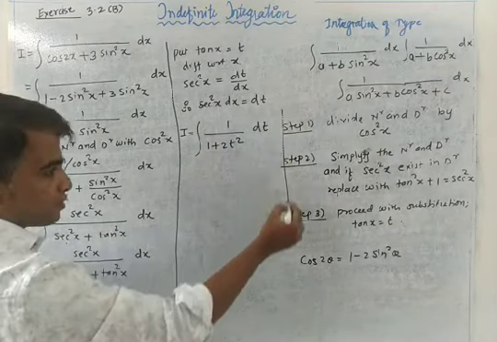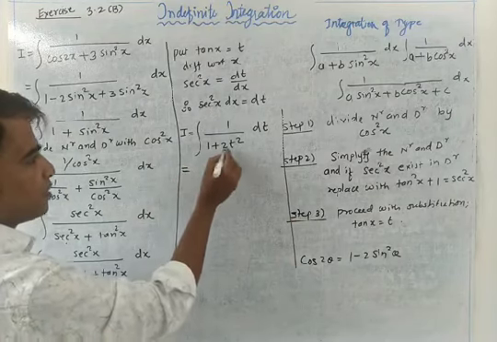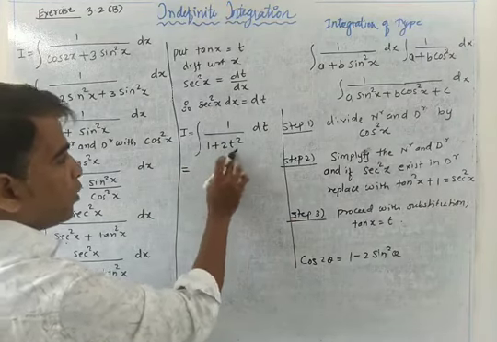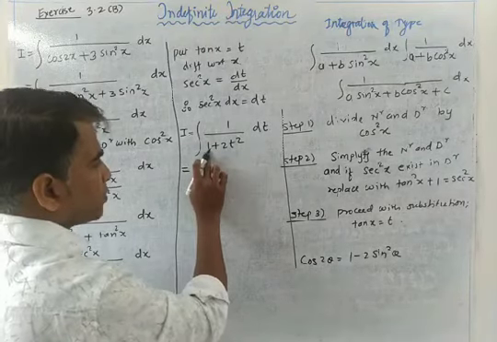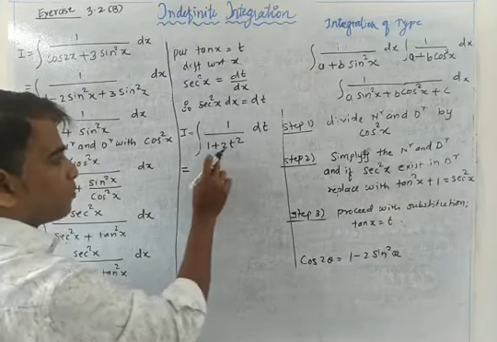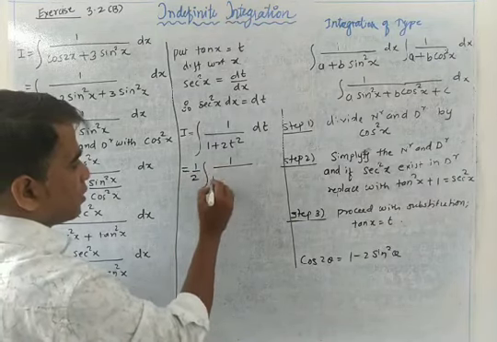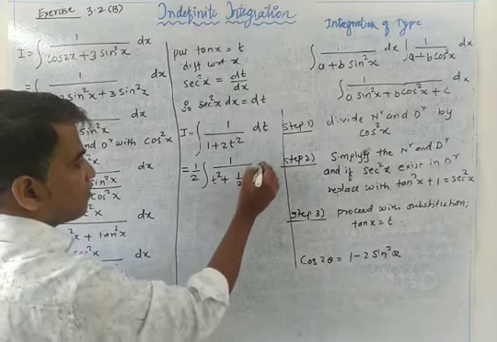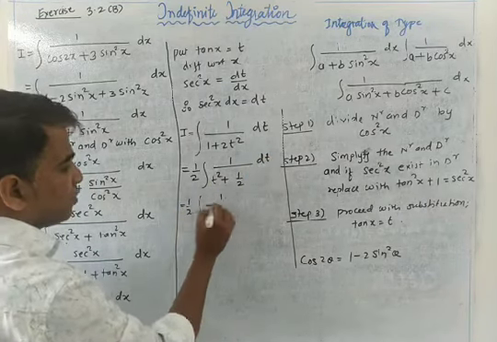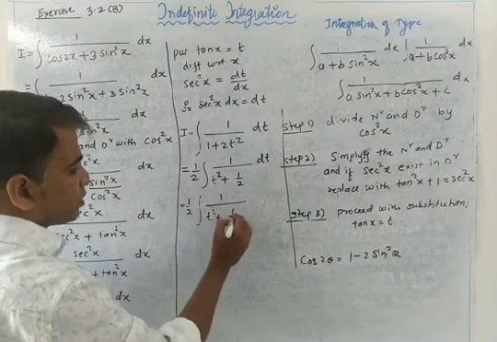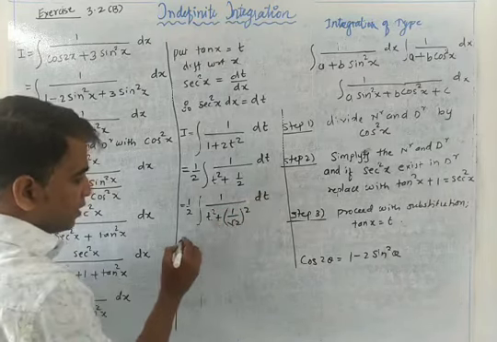Okay, clear that part. Now for simplification, I try to make the coefficient of x square, that is the variable term, a 1. So here is a constant term and a variable term. So I will take 2 outside. So 1 upon t square plus half dt. So the integration is 1 upon t square plus 1 by root 2 bracket square dt.